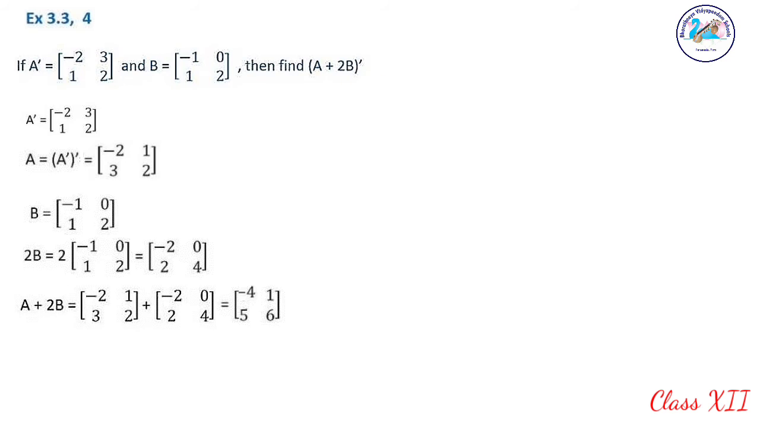Means we need to take the transpose of this matrix. That is, (A + 2B) the whole transpose is equal to: first row, -4 1, will come as first column, interchanging the rows and columns. 5 6, second row here, comes as the second column here. So this is the answer of (A + 2B) the whole transpose.